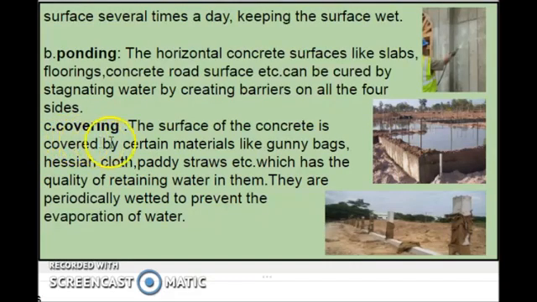Third one is covering. The surface of the concrete is covered by certain materials like gunny bags, Hessian cloth, paddy straws, etc., which have the quality of retaining water in them. They are periodically wetted to prevent the evaporation of water. Just see here, these columns were covered by Hessian cloths which were wetted in a certain time interval. Okay, this is called covering.